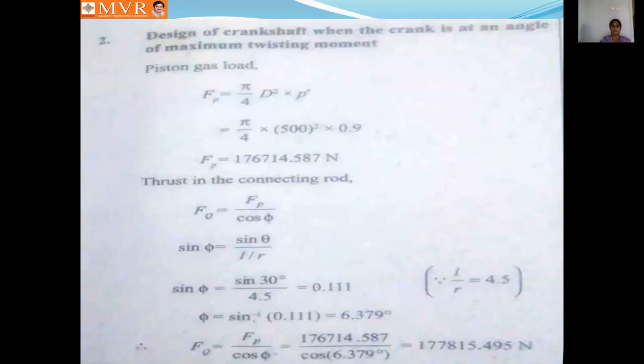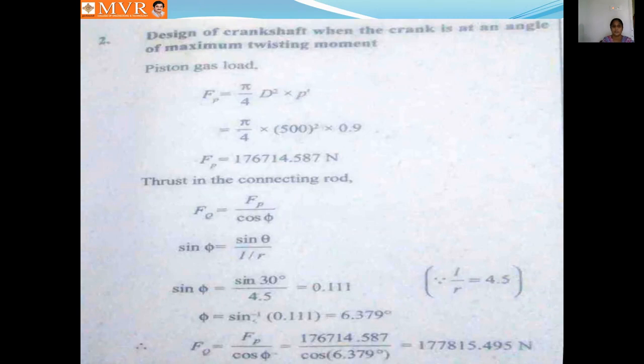Next, after the first step procedure, you should find the design of the crankshaft when the crank is at an angle of maximum twisting moment. Already we have discussed that the maximum twisting moment is found only in the overhang crankshaft. An overhang crankshaft is one where the crank is at the side portion of the crankshaft. When the load is applied at the side, it is called a side or overhang crankshaft.